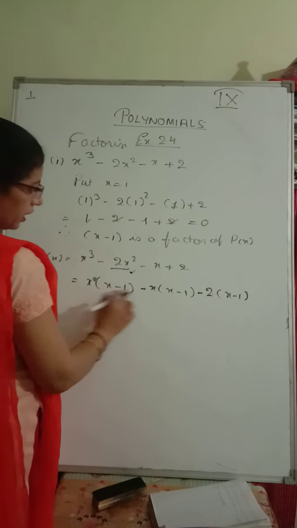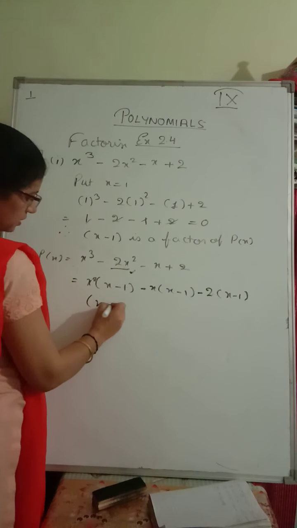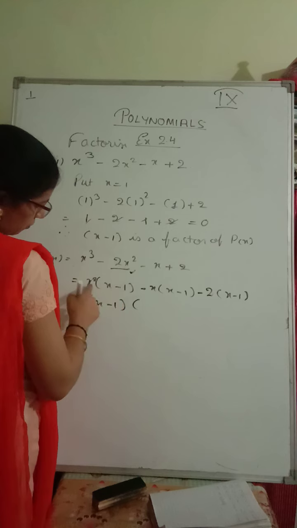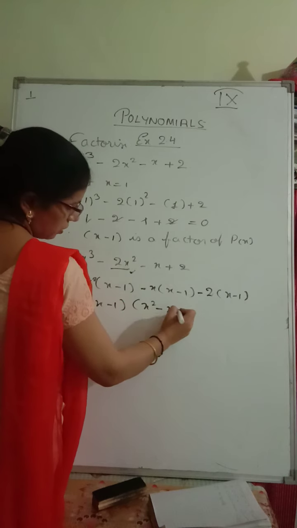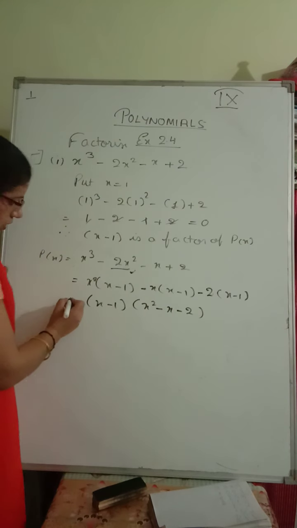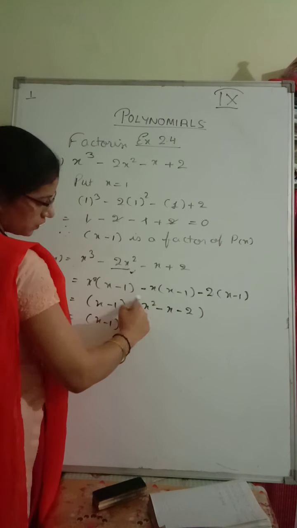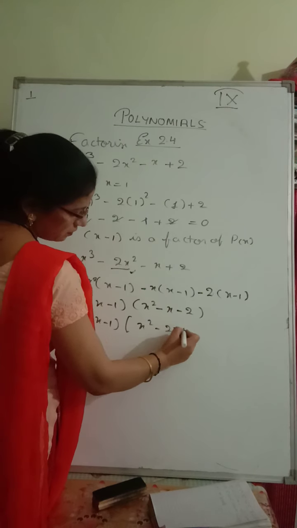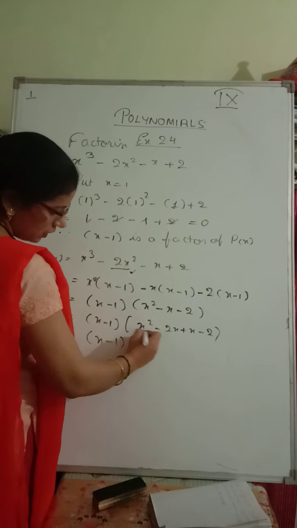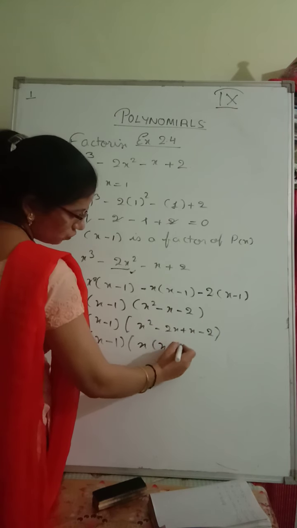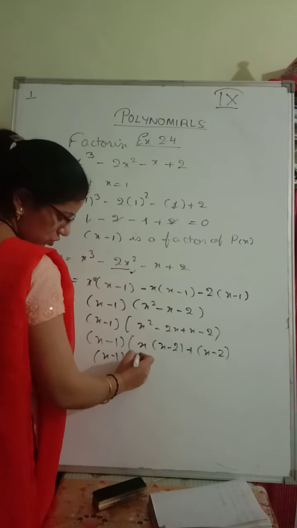So now what we'll do? Three terms are here. So x minus 1 is common. Take x minus 1 common. What is left inside? From here x square, minus x, minus 2. So now this is a quadratic equation. So x minus 1, this one we have to solve. Splitting the middle term: x square minus 2x plus x minus 2. From the first two, x common, x minus 2; from the last two, 1 common, x minus 2. So x minus 1, x minus 2, x plus 1.